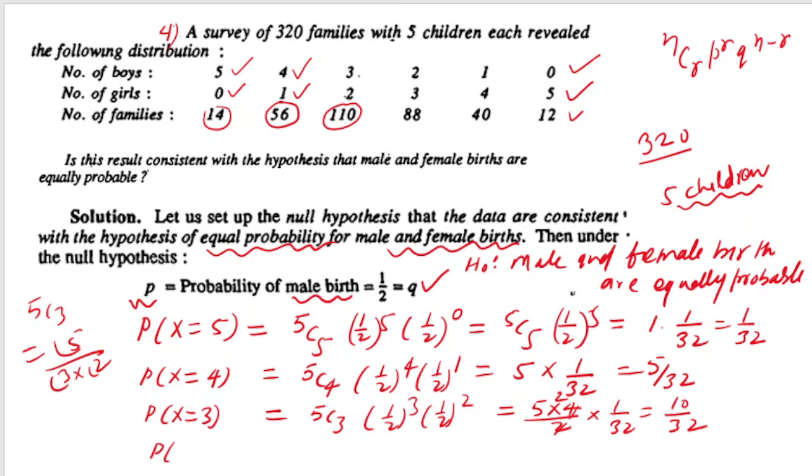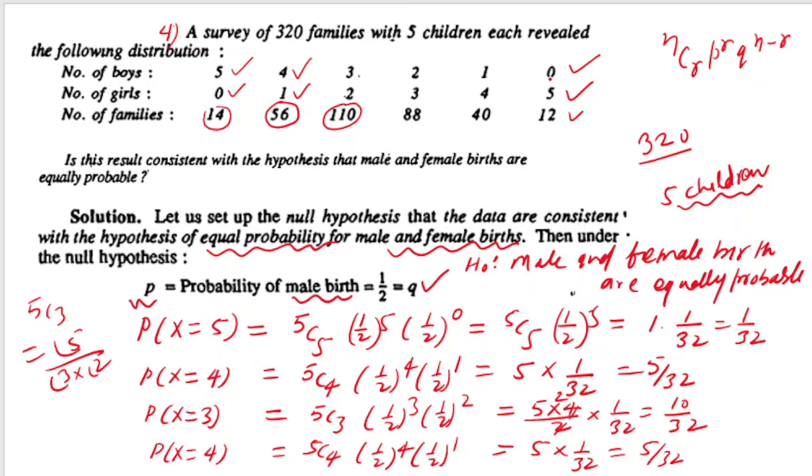Similarly, I calculate the probability for x is equal to 4. That is 5C4 into 1 by 2 to the power 4 into 1 by 2 to the power 1. 5C4 is 5 into 1 by 32, so the probability is 5 by 32. And finally, we don't have the space, so I am moving to the next page.